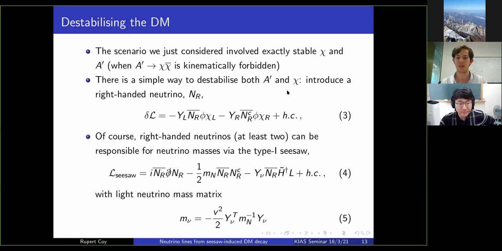But apart from this interaction, we also want to explain neutrino masses. We need at least two sterile neutrinos for that. And so we introduce the typical type 1 seesaw Lagrangian. We have this sterile neutrino mass term, this Majorana mass term, and then we have this Yukawa coupling with the standard model. And then quite famously, the light neutrino mass matrix is given here in equation 5.